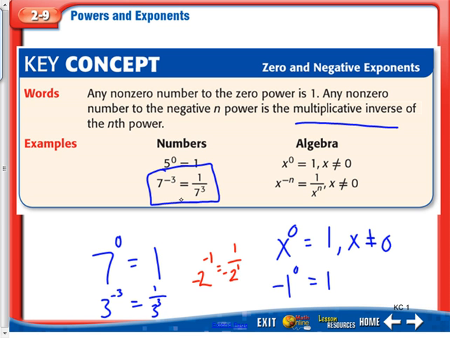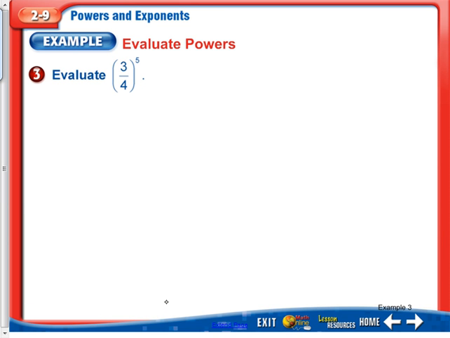Okay, so probably the new item here that we have to think about is that anything to the 0 power is equal to 1, and if you have a negative exponent, we can flip that over and write it as a reciprocal with a positive exponent. Well, let's try it out.